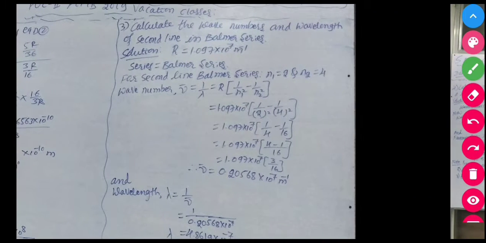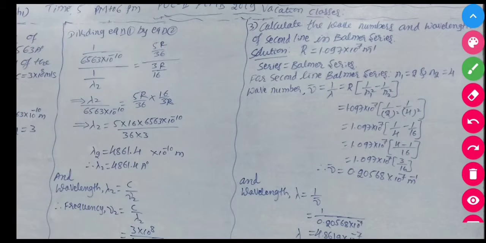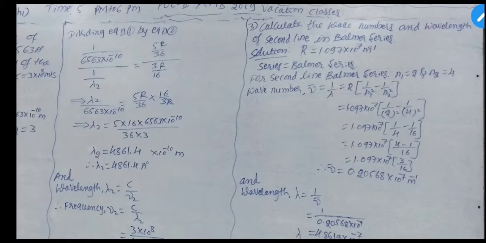That is lambda 2, either in terms of meter or in terms of angstrom, and the frequency is here, for the second member of the Balmer series. I hope everybody is clear about this problem. Let us move on to one more problem, which is also quite simple. So let us find that here.